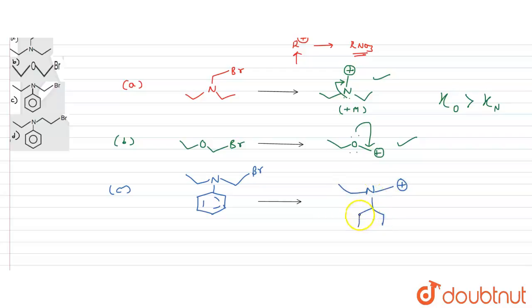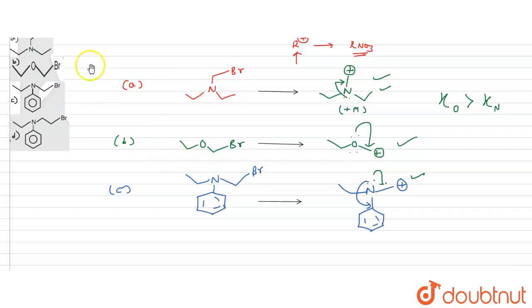But in this case you can see the lone pair of nitrogen is involved in conjugation with the benzene ring, and also with this carbocation. That means there is less availability of the lone pair for this stabilization. So this is less stable as compared to the other, which means this will not react as fast as option A, this particular compound.